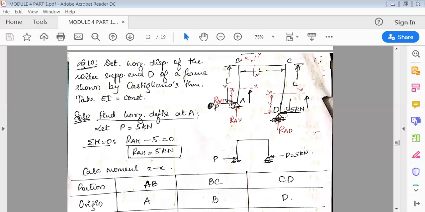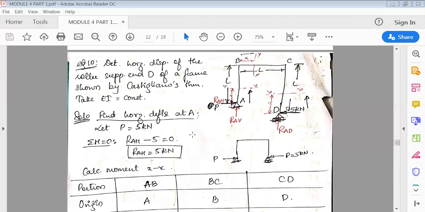As usual, first, to find the horizontal deflection at A, only take the horizontal forces. So the horizontal forces here are RAH, right side, so positive, minus 5 kilonewton acting to the left, is equal to 0. So RAH is equal to 5 kilonewton. They have asked to find only horizontal, so we'll consider only the horizontal forces.